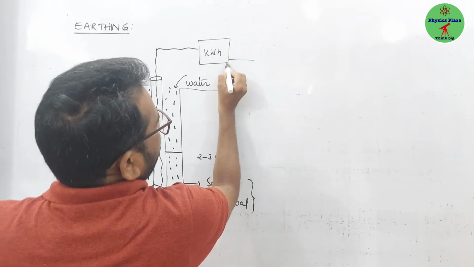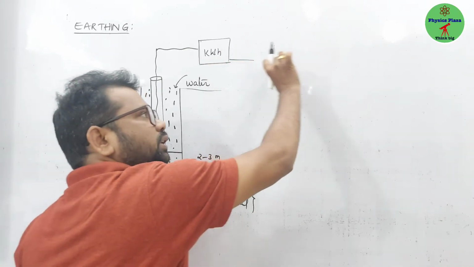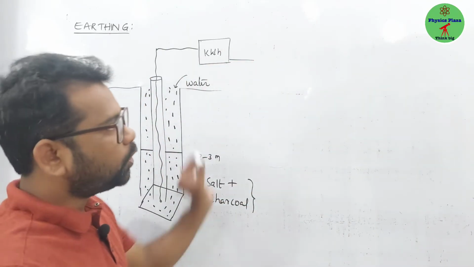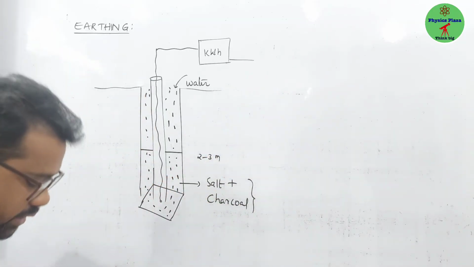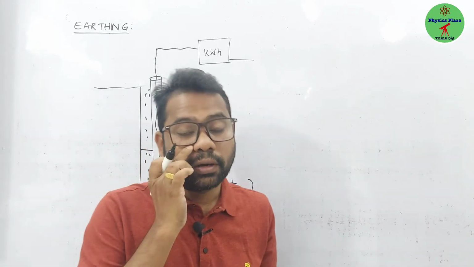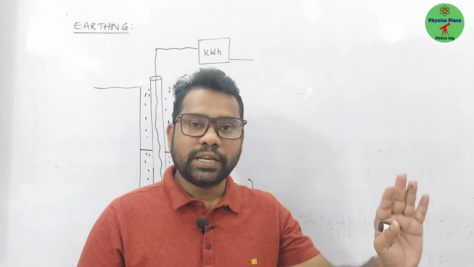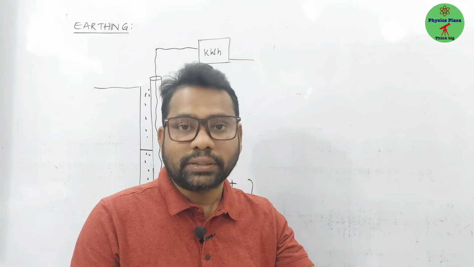From here, again, we need to take the earth connection to all the rooms. So this is how earthing is done. Now what is the need of earthing for an electric appliance? First, let us see what happens if there is no earthing, children.